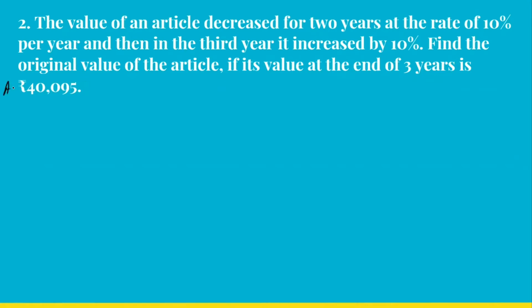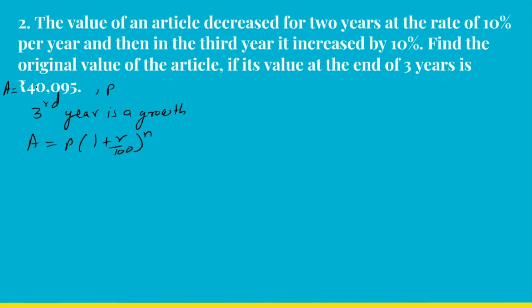40,095. So let us take this as A. We will now be finding P, where for the third year there is a growth. Third year is a growth, right? So we use the formula here: A is equal to P in bracket 1 plus R upon 100 raised to N.